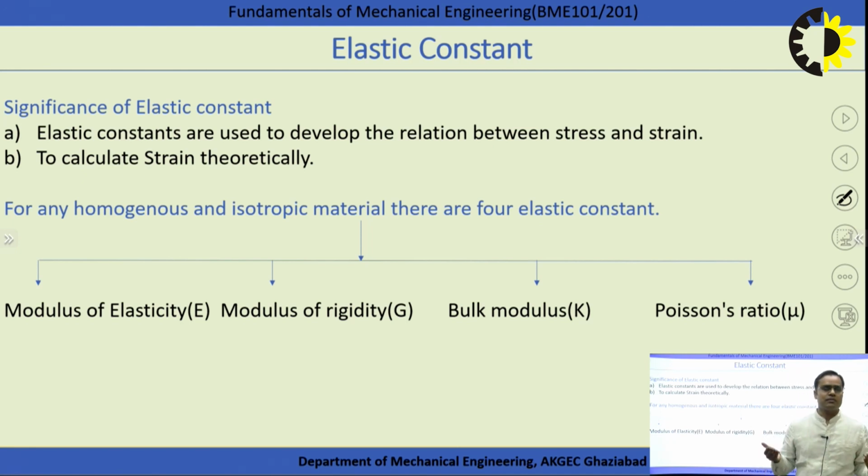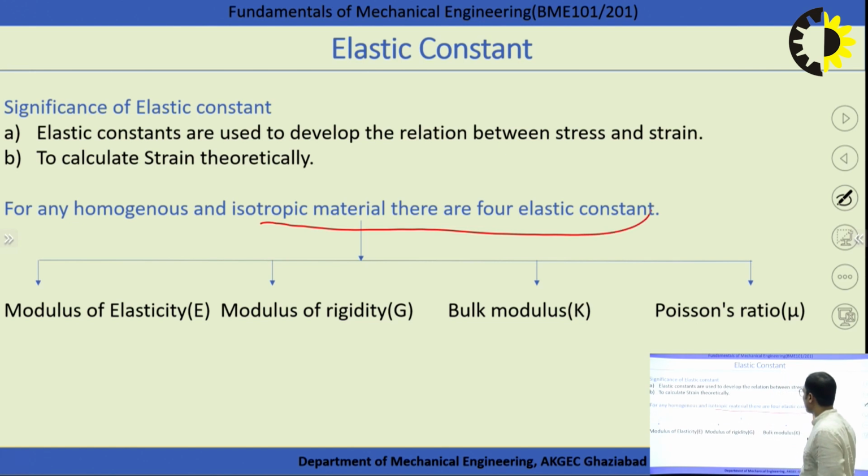In the previous lecture we saw that strain cannot be calculated theoretically. If we are interested in calculating strain, we have to conduct an experiment. If we want to calculate the different kinds of strain we saw in the last class without any experiment, we require the elastic constants, right? For any homogeneous and isotropic material there are four elastic constants.